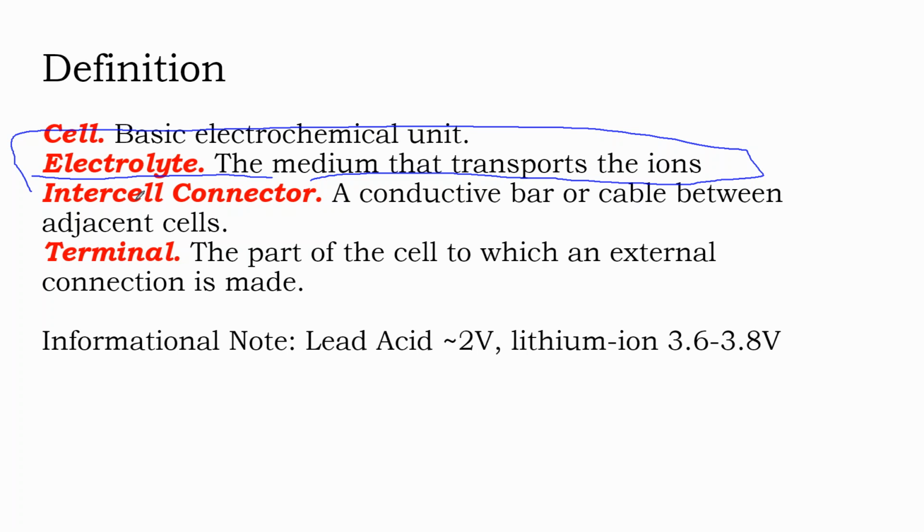Some electrolyte is not liquid, some is gel, some is solid state. And so on a gel battery or a solid state battery, you can have it laying flat on its side instead of upright. But if it's liquid, then the battery has to face a particular direction. We also have the term for the bars that connect the batteries, called the intercell connector. And then we have the terminal, which is the last part of the battery where that external connection is made.